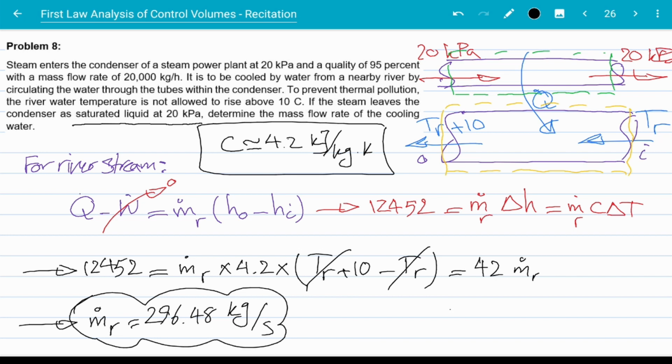So if we want to keep the temperature rise of the river limited to 10 degrees Celsius, we need to provide a mass flow rate of about 300 kilograms per second into our heat exchanger, into our condenser.